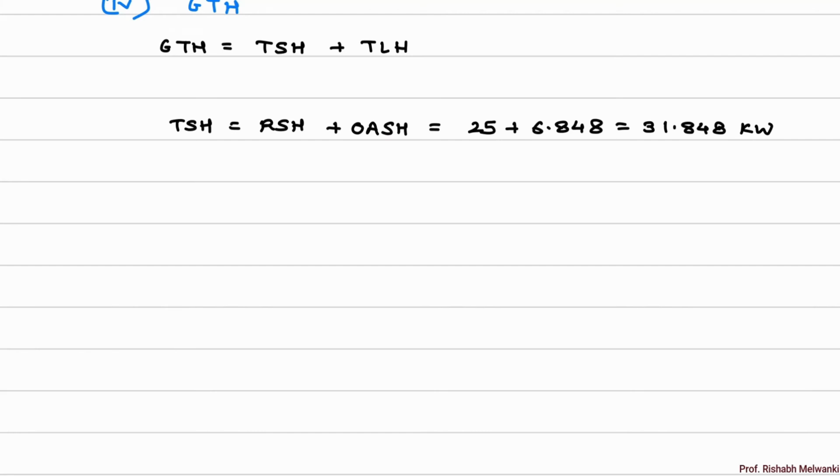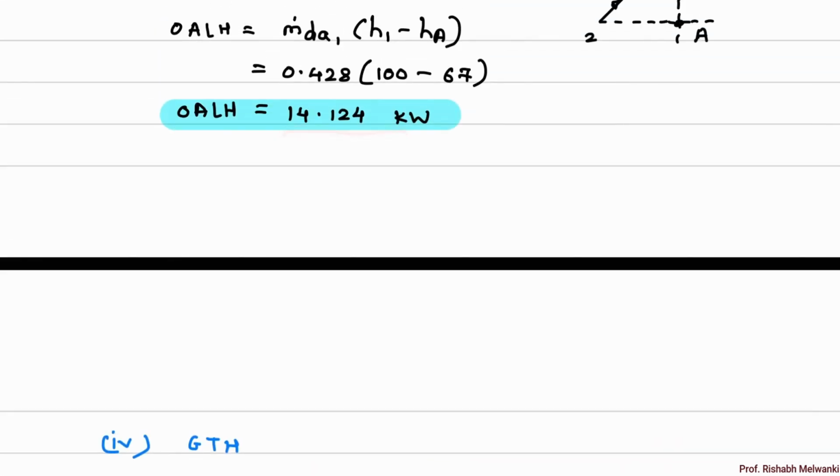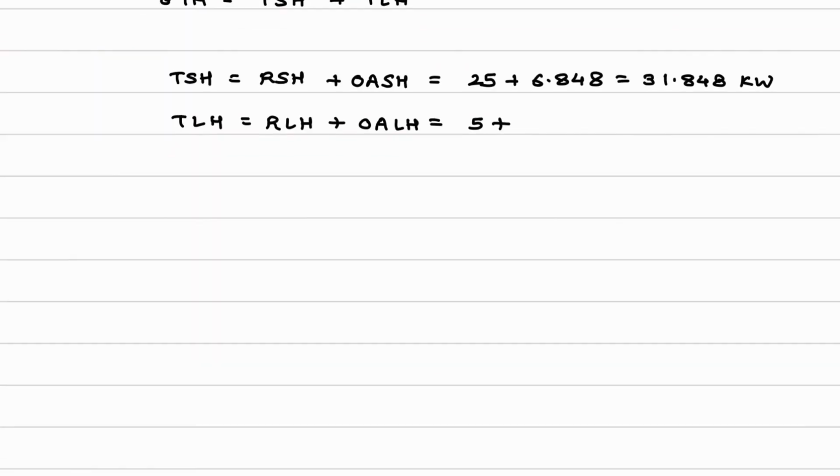Next, we can calculate total latent heat. It will be equal to RLH plus outside air latent heat. RLH is 5 kilowatt plus outside air latent heat value. Outside air latent heat is 14.124 kilowatt. So total latent heat value is 19.124 kilowatt.